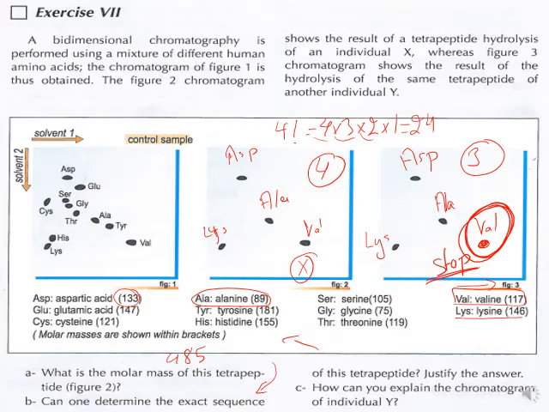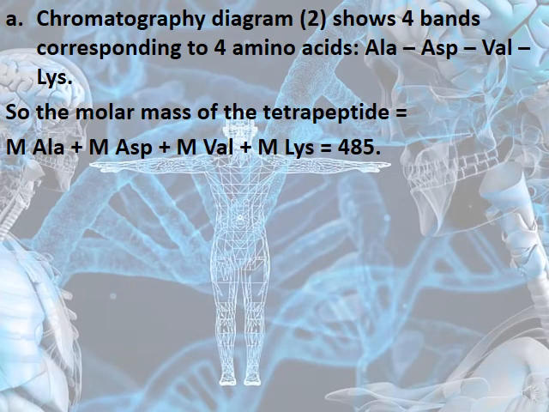So the chromatography diagram 2 shows 4 bands corresponding to 4 amino acids: alanine, aspartic acid, valine, and lysine. So the molar mass, we added them, it becomes 485. How did I add them? You are given it in the question.